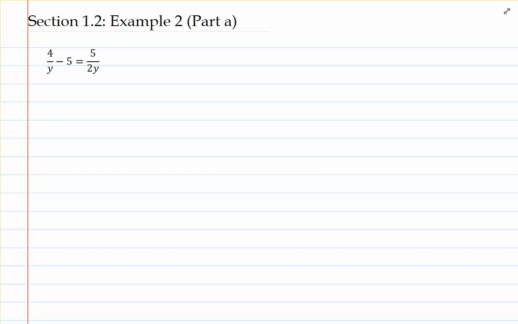Hello, in this video we're going to solve the rational equation 4 over y minus 5 equaling 5 over 2y. What makes this a rational equation is the fact that we have two rational expressions in it. In particular, on the left-hand side, 4 over y is a rational expression, and on the right-hand side, 5 over 2y is a rational expression.